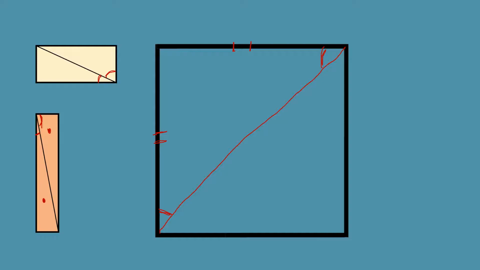So this means when we cut a square along the diagonal, the 90-degree angles in the corners are cut exactly in half into two 45-degree angles. And that is clearly true all over the place.